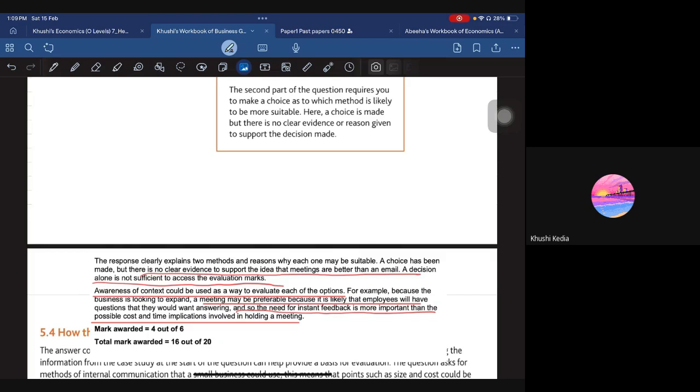Awareness of context could be used as a way to evaluate each of the options. For example, because the business is looking to expand, and right now it is a small business, a meeting may be preferable because it is likely that employees will have questions that they would want answered. And so the need for instant feedback is more important than the possible cost and time implication involved in holding a meeting.